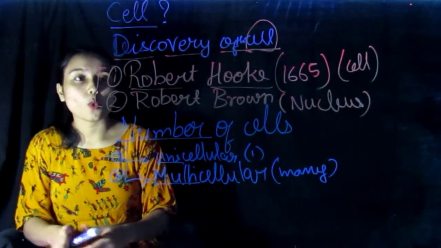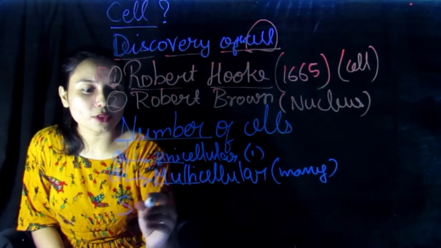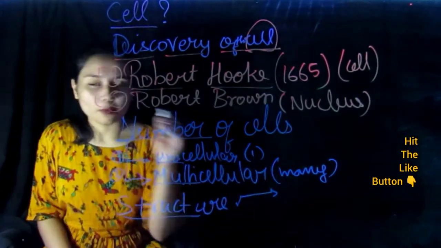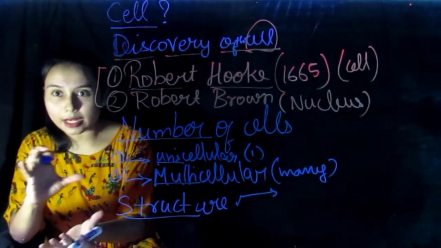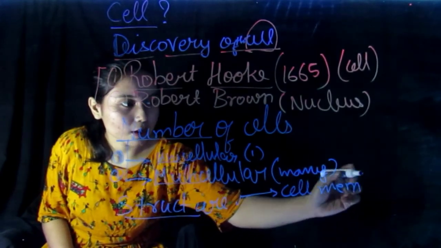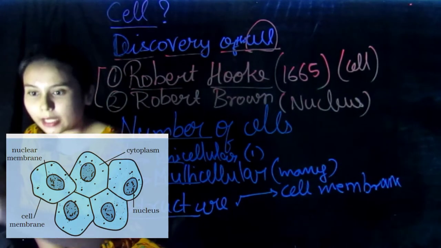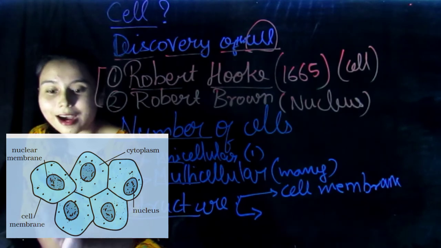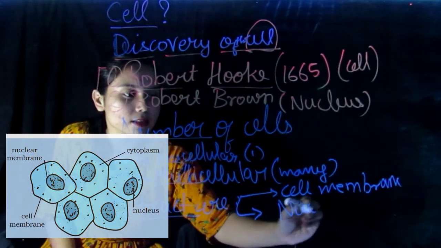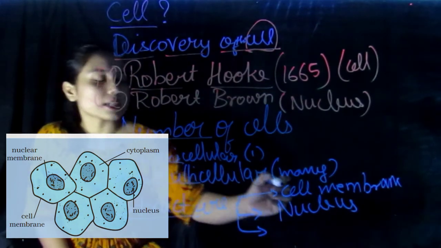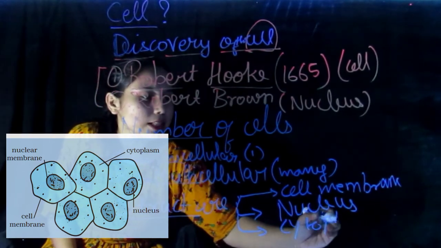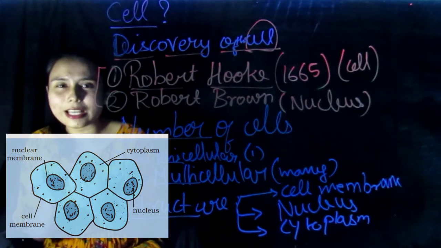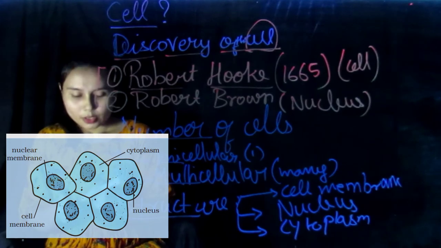Next, we are going to know the structure of cells. Here we can see in this picture the outer membrane, which is known as the cell membrane. The outer layer of the cell is known as the cell membrane. Next, the dark substance in between the cell is the nucleus. Next we can see the cell membrane, nucleus, and the cytoplasm. What is cytoplasm? Cytoplasm is a jelly-like liquid where all the organelles are present. So this is the basic structure.